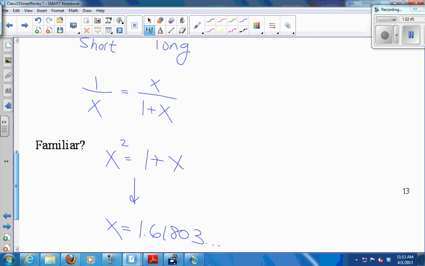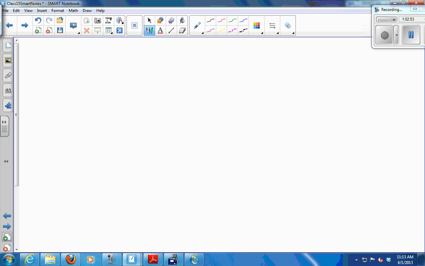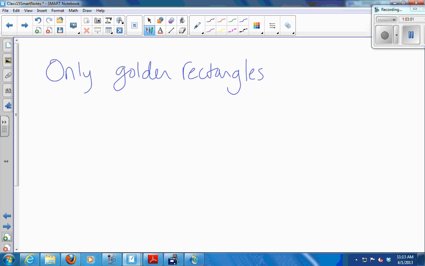So rectangles that have square gnomons are golden rectangles. Only golden rectangles have square gnomons. So that's our conclusion here. Only golden rectangles. So that's a rectangle where length divided by width is the golden ratio. Only golden rectangles have square gnomons.